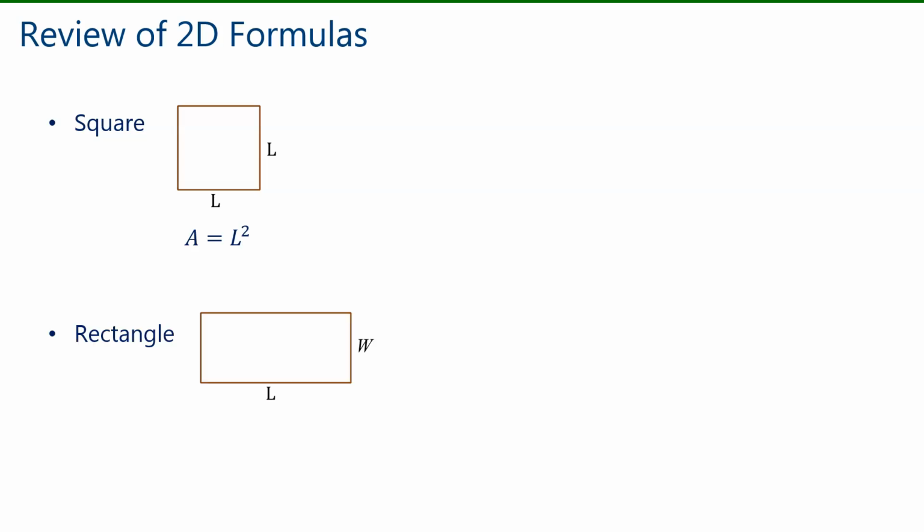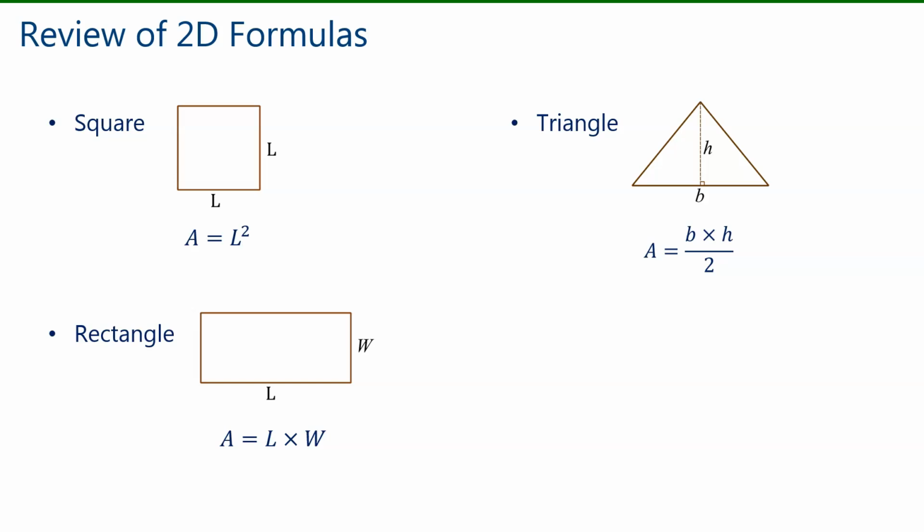Now for a rectangle, we would have the area being length times width. For a triangle, the area is half the base times the height, or you can write it like this, base times height divided by 2. And then for a circle, area is equal to pi r squared.